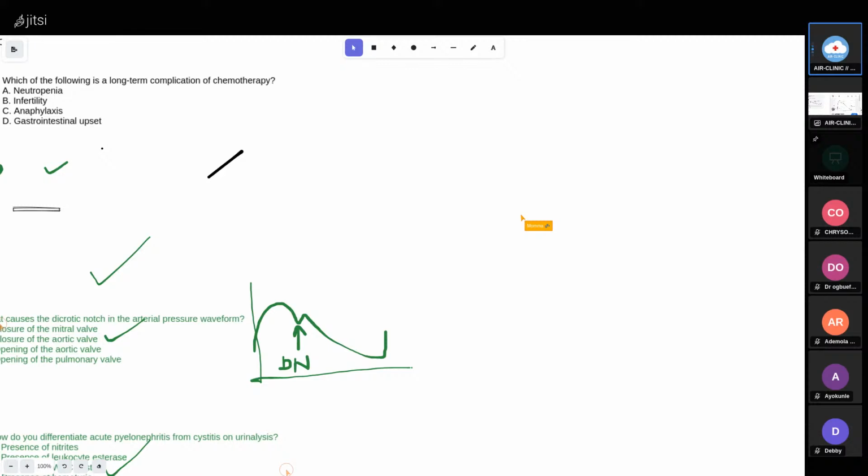The posterior descending artery typically arises from which coronary artery? Left anterior descending artery, left circumflex artery, right coronary artery, or marginal artery.